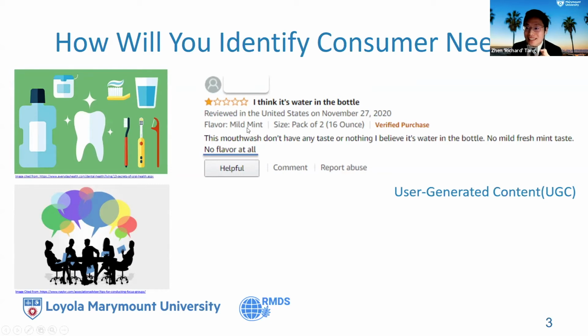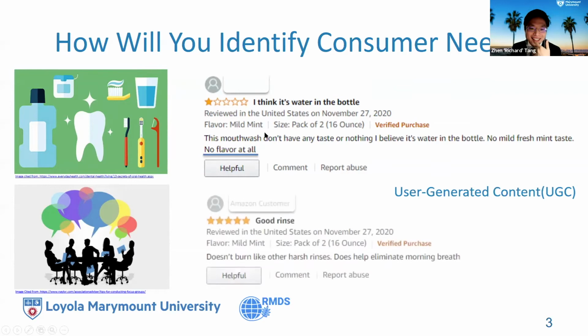This is one consumer need. Consumers want the product to have some flavor so that we can sense the effectiveness of the product. Another consumer said that I want the product not to burn my mouth. And it functions pretty good to eliminate the smell, the morning smell in the mouth. So this is just an example that from user-generated content, we can identify some customer needs, right? And based on those insights, we may pursue new product development or product improvement, right?